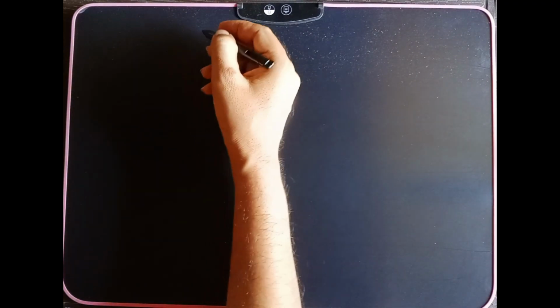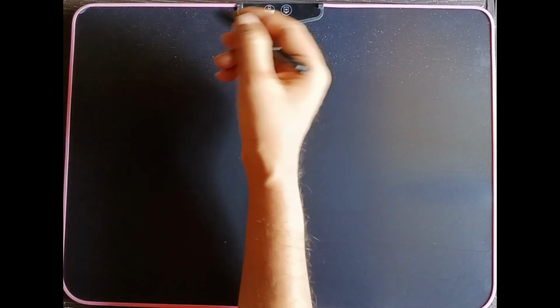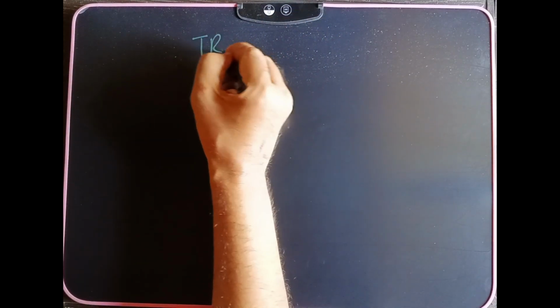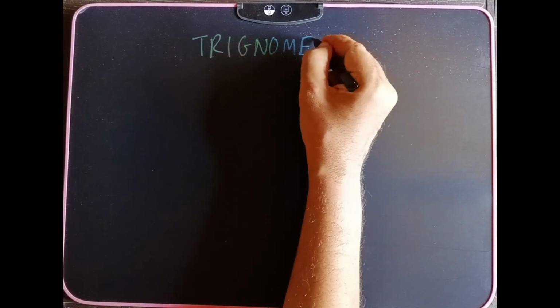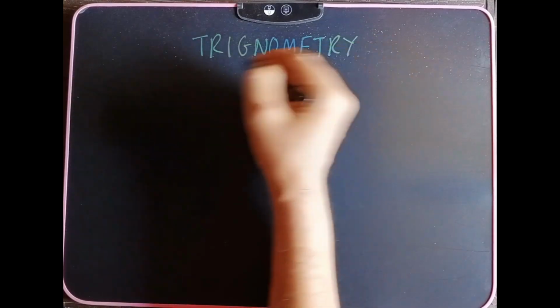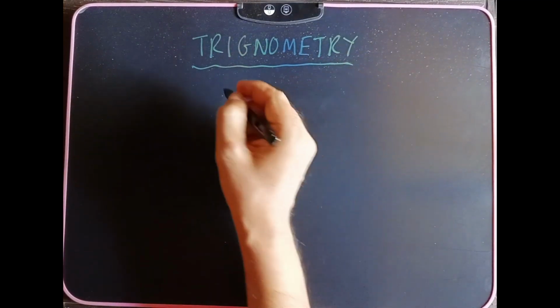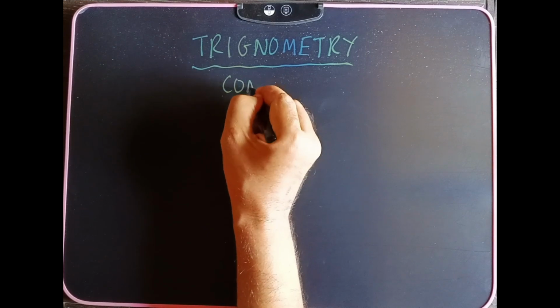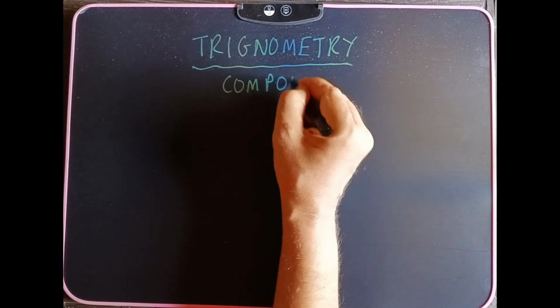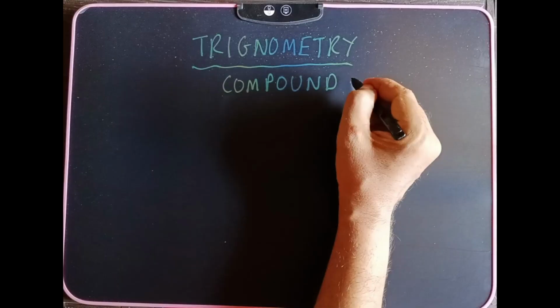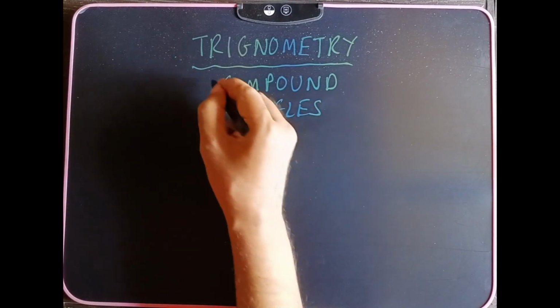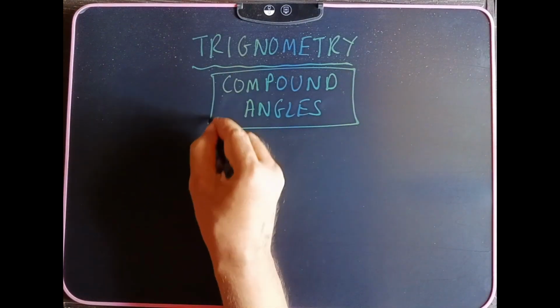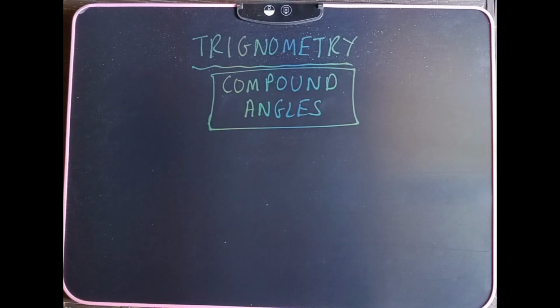We are going to continue our discussion on trigonometry. We are going to cover the last part of trigonometry, and in this session we are going to cover compound angles in trigonometry, and see compound functions of trigonometry as well.